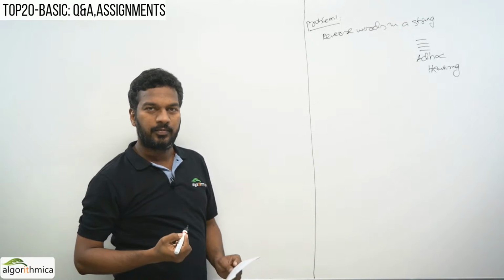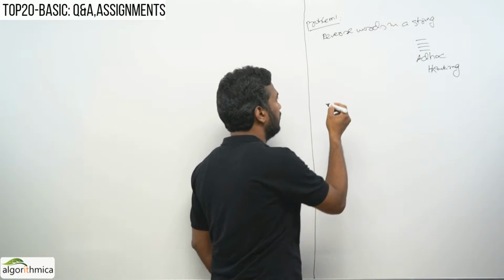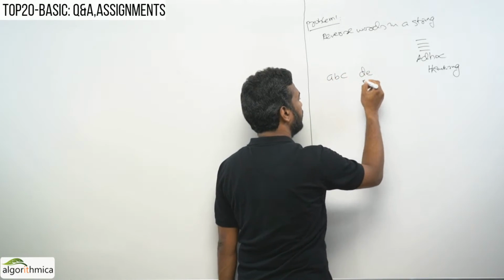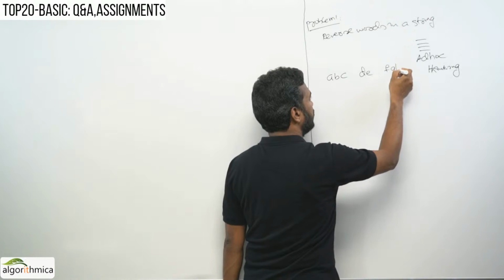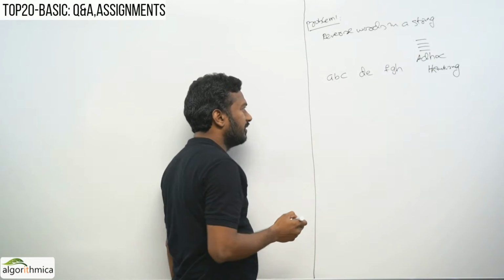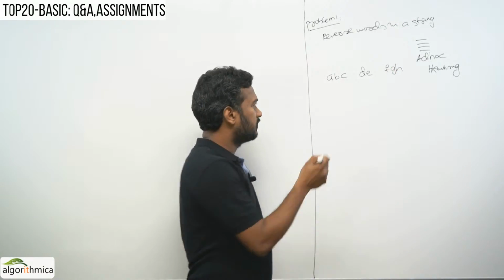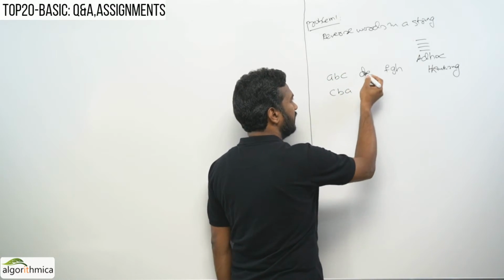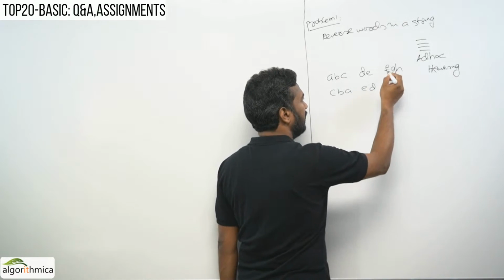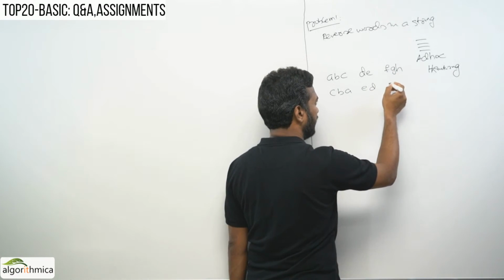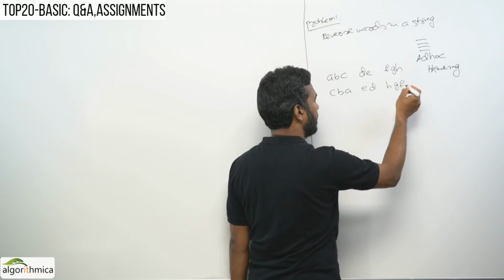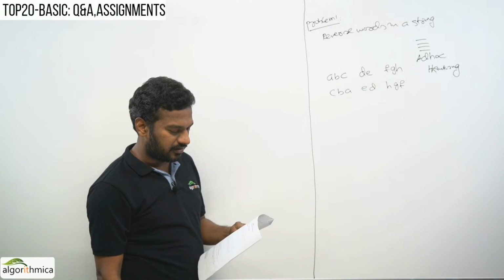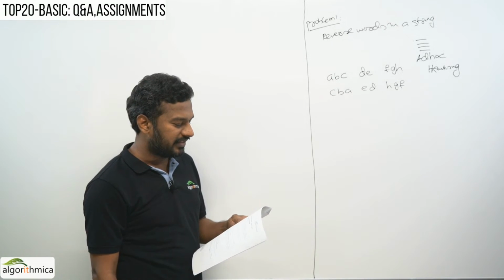Always, before picking up the logic, take some data. Let's say I give data like ABC, DE, FGH. This is a string. I'm asking you not to change the order. So ABC must stay first, but you reverse it to CBA. Then DE must be ED, and FGH, what we expect is HGF.